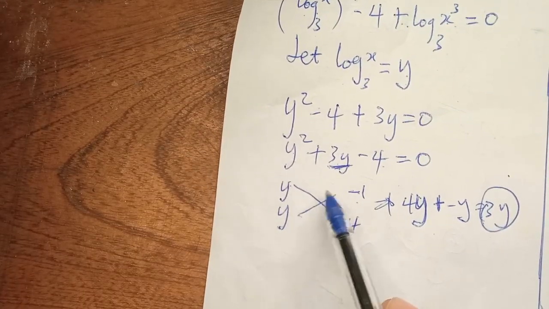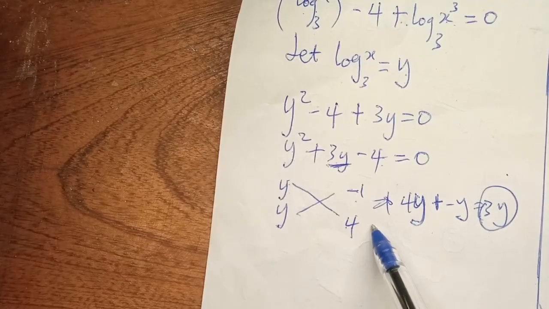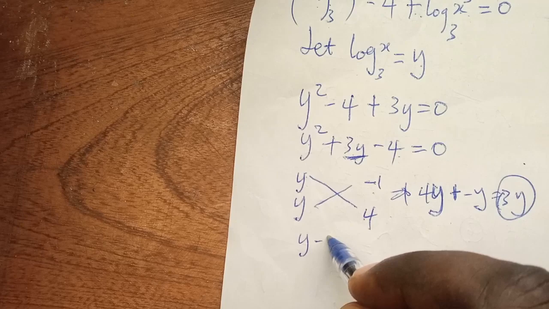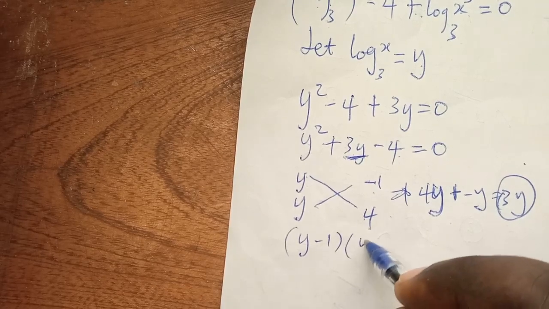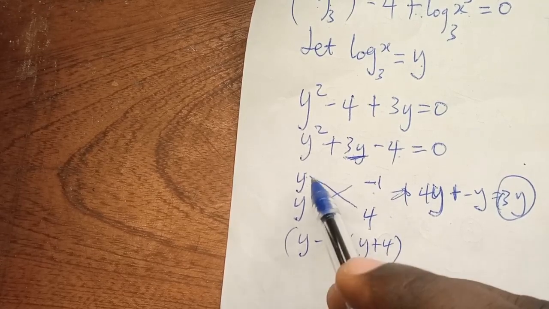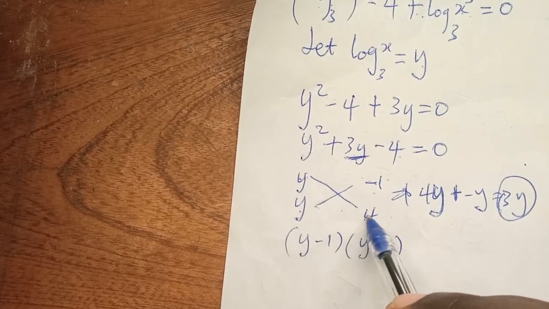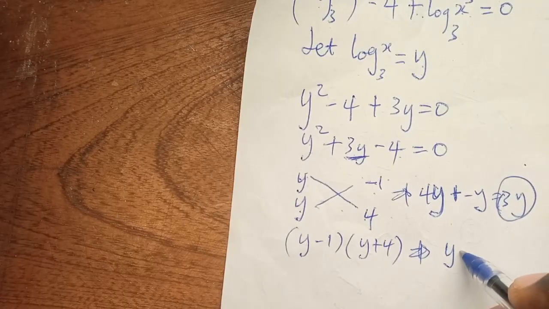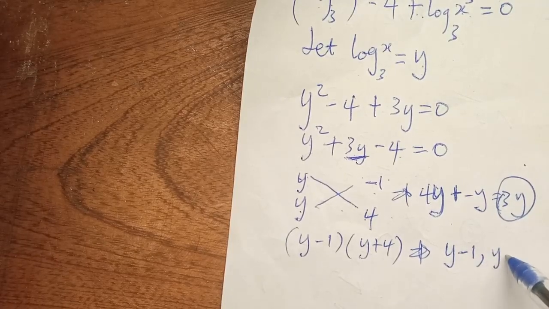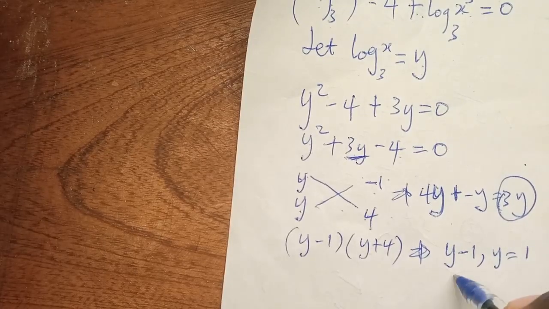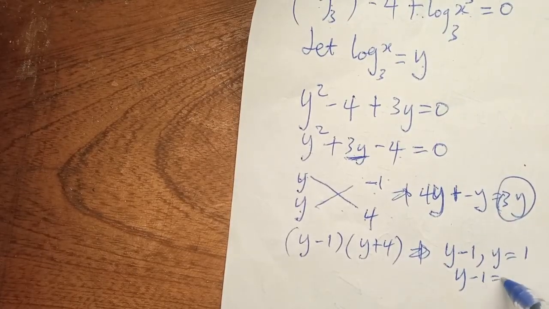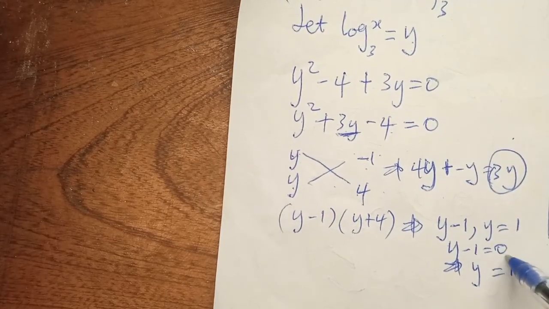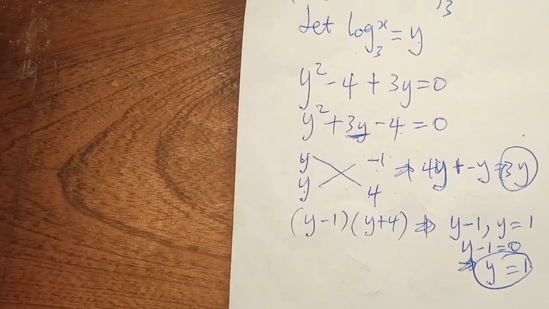So the factors y minus 1 and y plus 4 will give us the value of y. We are taking it like this: y minus 1 and y plus 4. This means that for y minus 1 equal to 0, this implies that y is equal to 1. So we have the first value of y equal to 1.